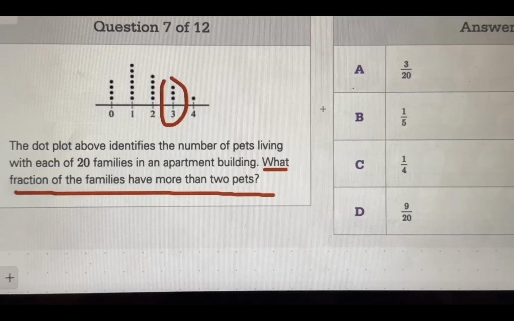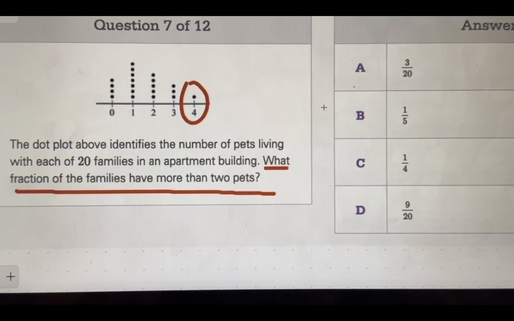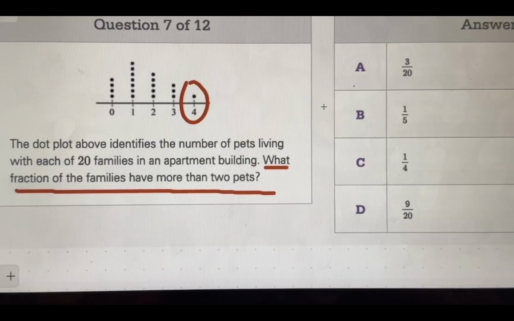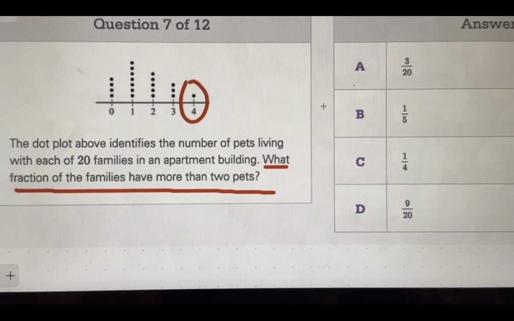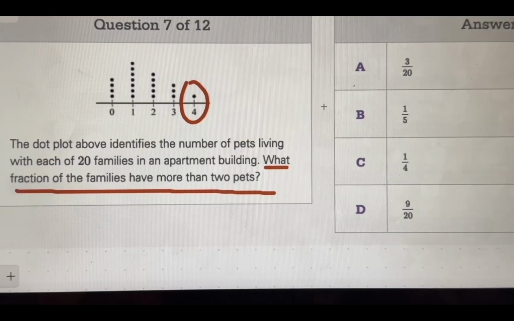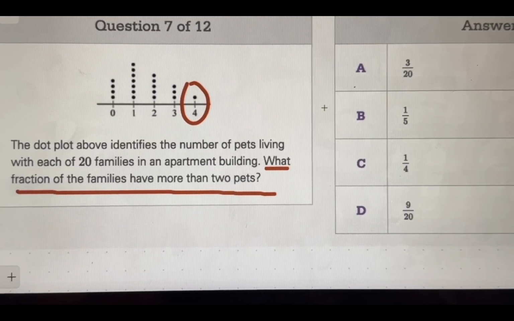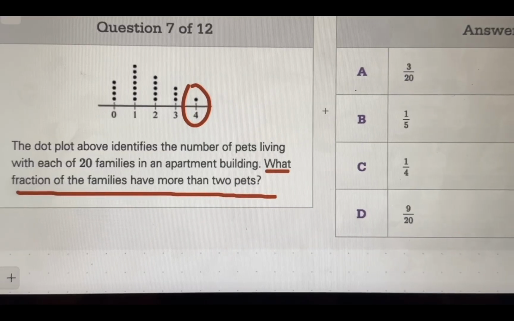3 families with 3 pets, and 1 family with 4 pets. Yes, one very unfortunate family with 4 pets. They've got a lot of animals to take care of.